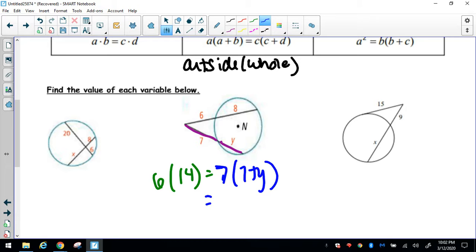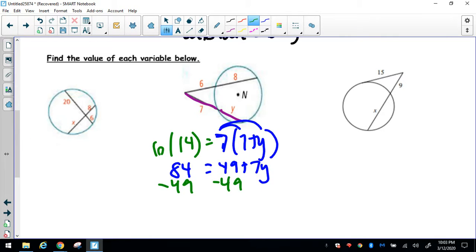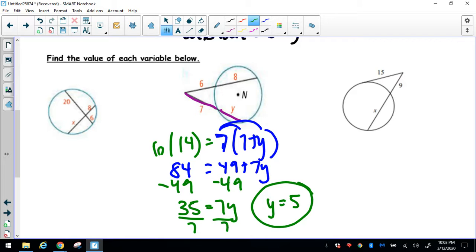So 6 times 14, I believe, is 84. But check that in your calculator. It is. So you've got 84 equals, and then we're going to distribute this 7. So 7 times 7 is 49, plus 7 times y is 7y. First we're going to subtract 49 from both sides. So 84 minus 49 is 35. So you have 35 equals 7y. Divide by 7, and you get y equals 5. So there's that middle one.